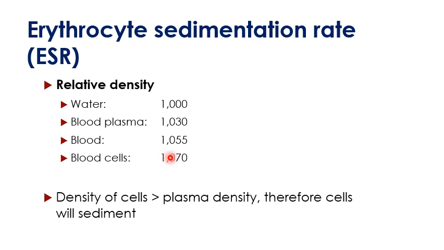And because your blood cells are more dense, if you leave your blood to settle in a tube, your red blood cells will settle towards the bottom of your tube and your plasma will be towards the top of your tube. So this is just physics. Because your blood cells are more dense, they will settle towards the bottom of the tube. And this is known as sedimentation.